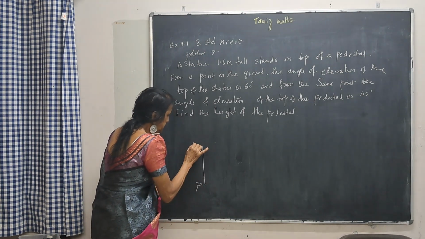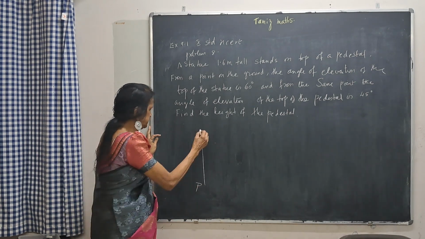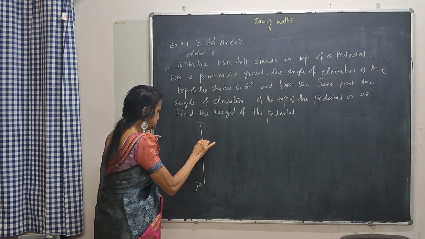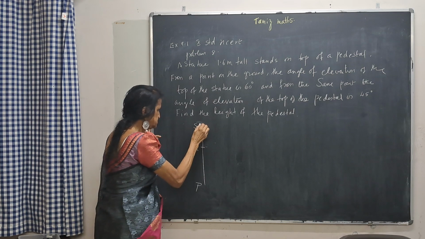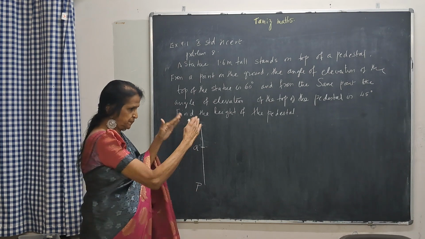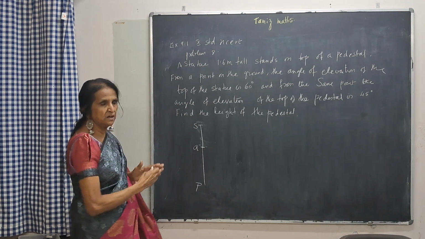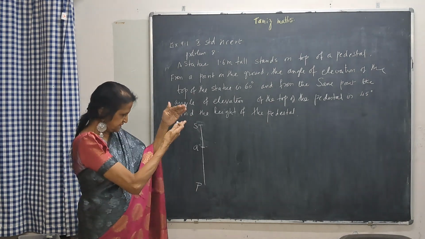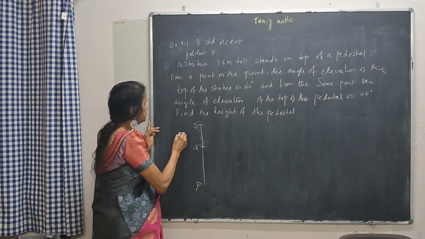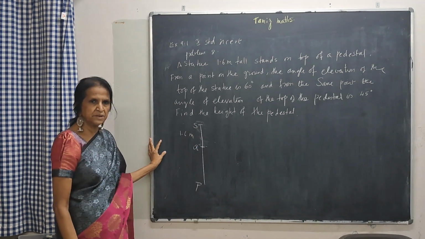Let us say PQ is the pedestal. A statue 1.6 meters tall, let us say QS is the statue. It stands on this. You would have seen it. Everywhere you will find there will be a stand, and on the top of that you will have statues being erected. The stand height, that's a pedestal. The stand height we have to find out. This is 1.6 meters.